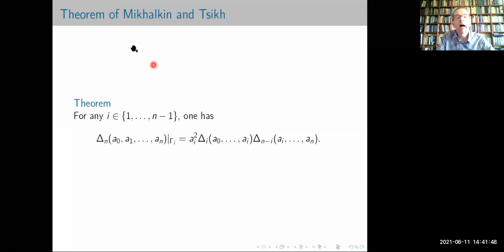So what is the theorem? There is a nice theorem of Mikhalkin and Tsikh. They proved a factorization property of the truncated discriminant. For any I that we choose, if we restrict the discriminant to the face gamma I, we get a polynomial which decomposes as a product: here will be a I squared, and this is the classical discriminant based on the coefficients a zero until a I. And here is also a classical discriminant, but complementary, a I until a n.